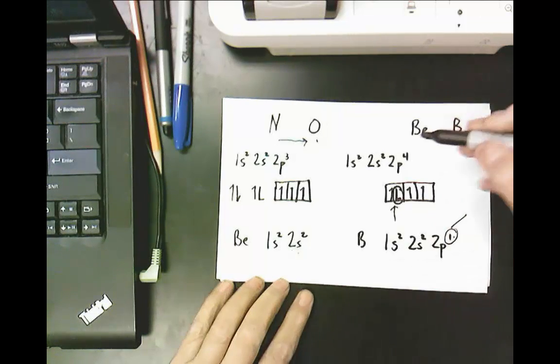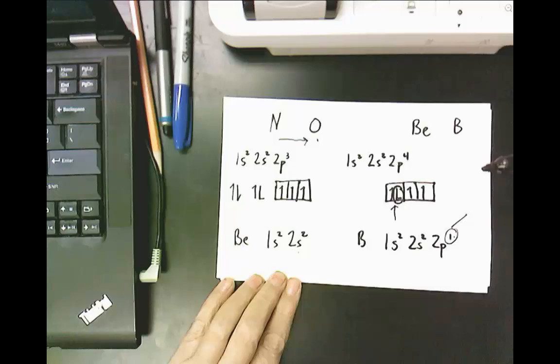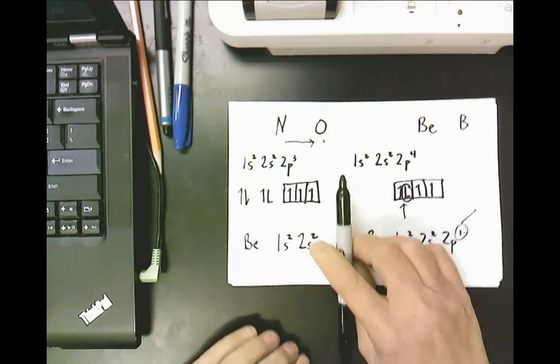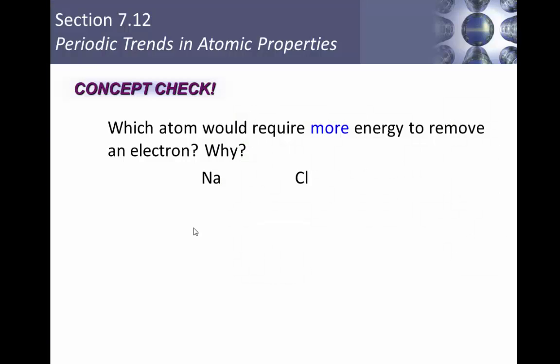And so there's your explanation for a couple of the anomalies on our ionization energy trend. Okay, here's the concept check. Which atom would require more energy to remove the electron and why? Okay, and why chlorine? Because the nuclear charge is increased. We're further to the right on the period than sodium, so the nuclear charge is much greater.